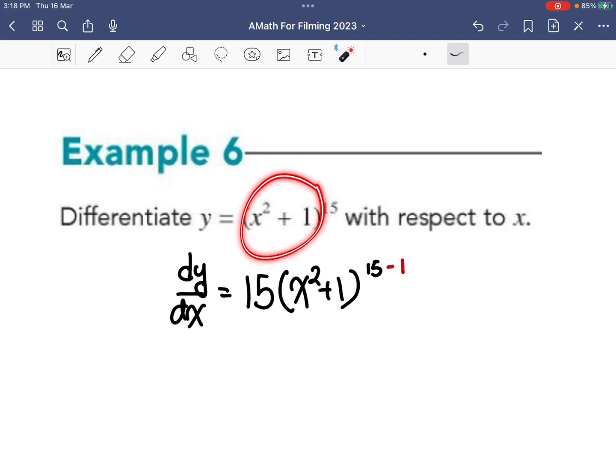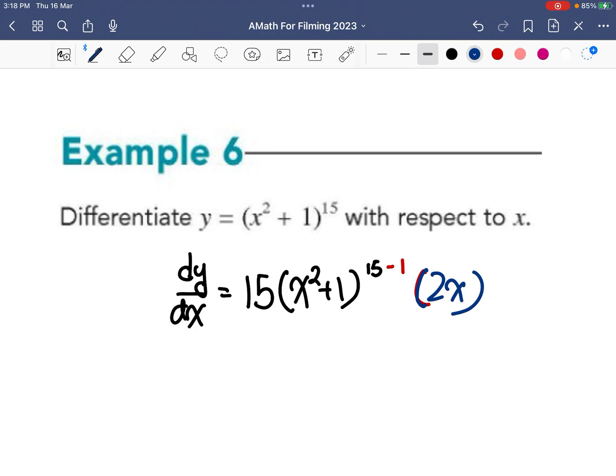If you differentiate x squared plus 1, you will get 2x. So what I'll do here is I'll just multiply by 2x. Can I put it in blue? 2x. So if I simplify, what I get is 30x times x squared plus 1 to the power of 14. That's it. That is the chain rule itself.